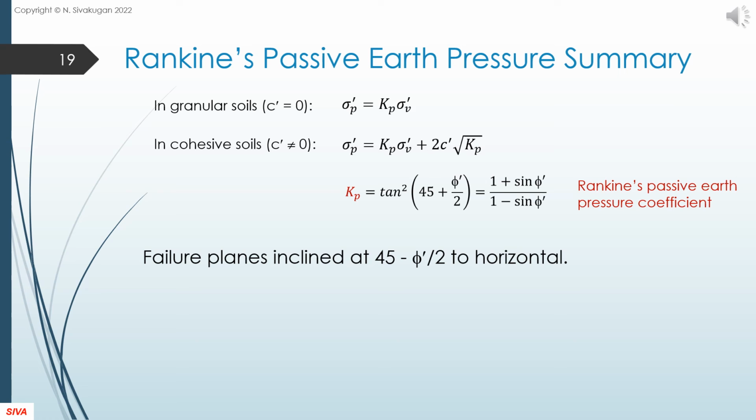When there is cohesion, we have an extra term in the expression for sigma p'. We have an alternate expression for Kp, which is tan squared 45 plus half phi, same as 1 plus sine phi on 1 minus sine phi.